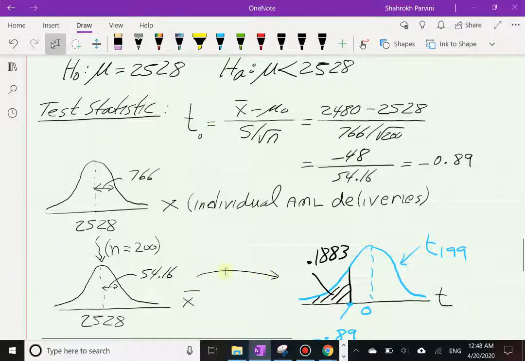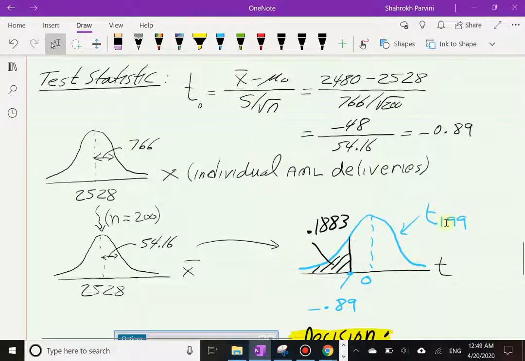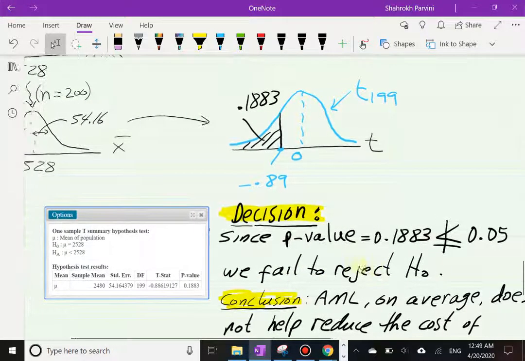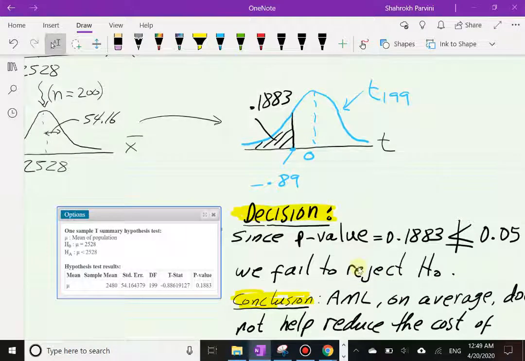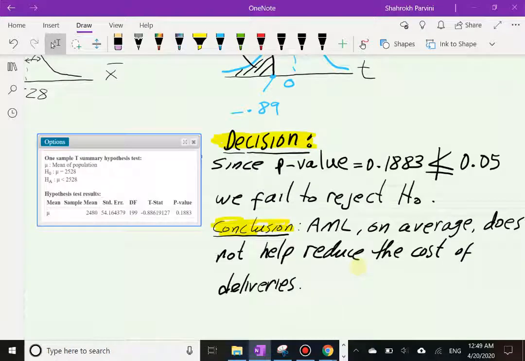We transform this into a t-score, and the t has 199 degrees of freedom, and this is what we have observed, negative 0.89. See how close that is to 0? So we're not going to reject this null. Our decision is, since our p-value is greater than 0.05, we fail to reject the null, and if we don't reject the null, that means the AML deliveries on average do not help reduce the cost of deliveries.